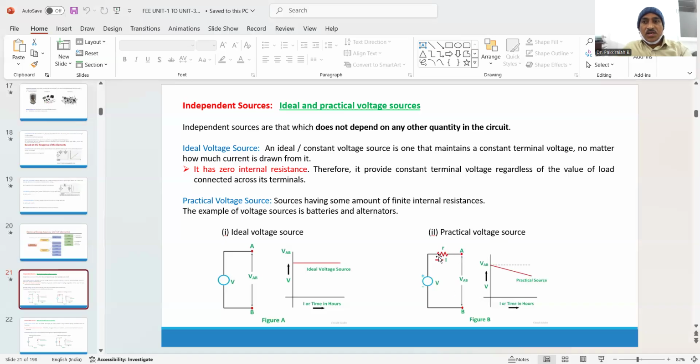Due to the presence of the series resistance, the drop is going to be added, and the net voltage across the terminals is going to be reduced due to the appearance of the series resistance and its drop. The net voltage across the terminals is going to be decaying.